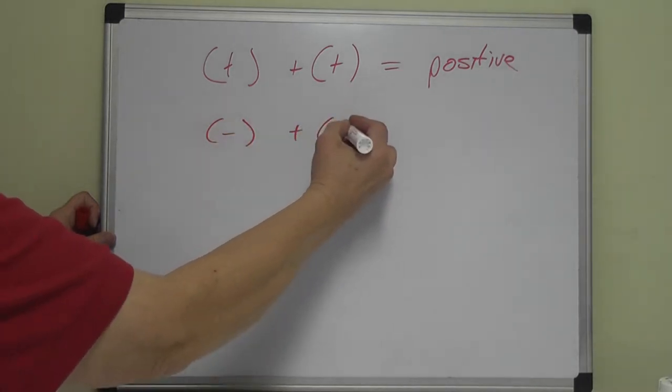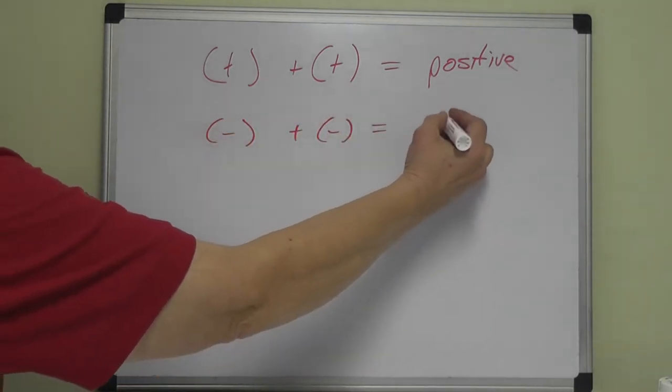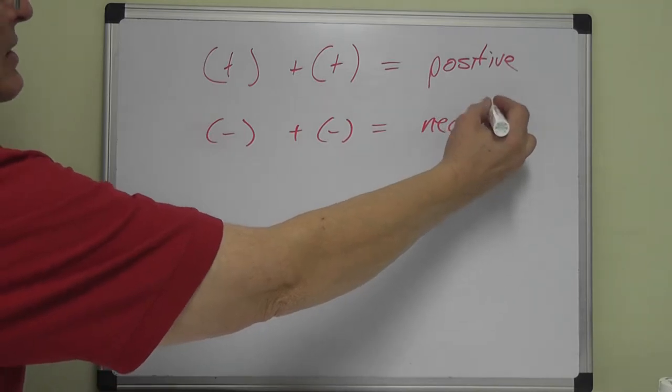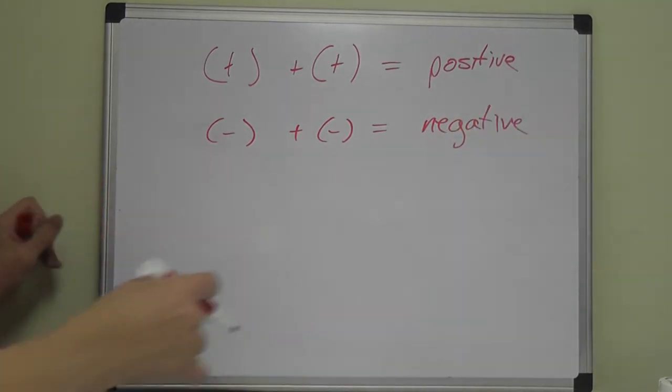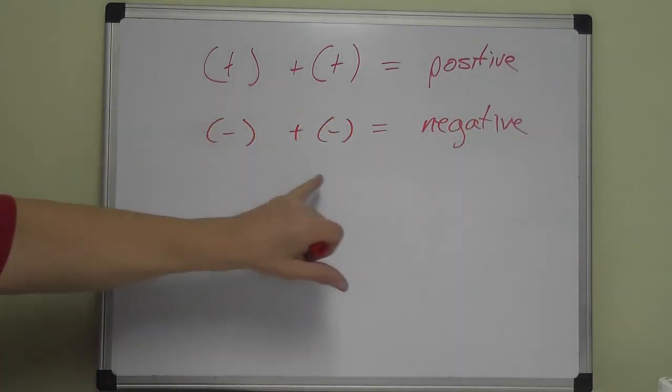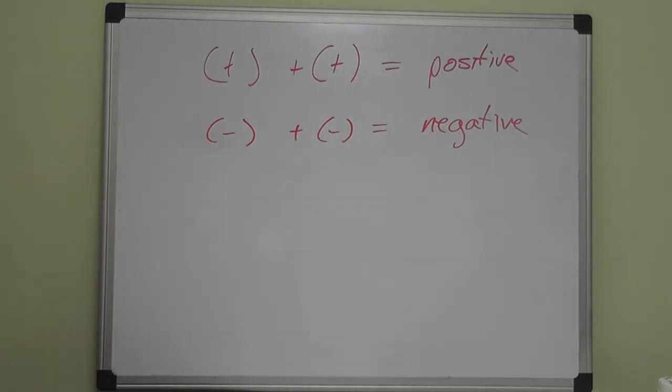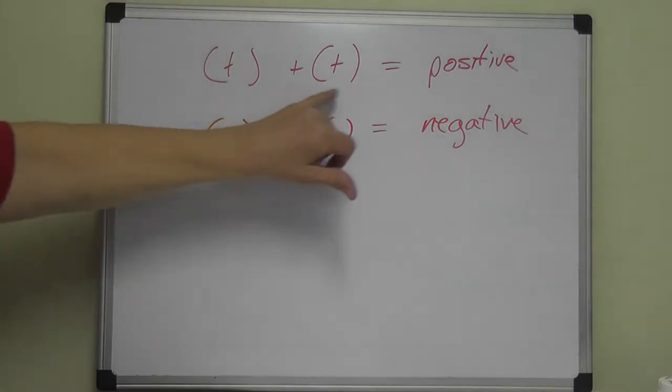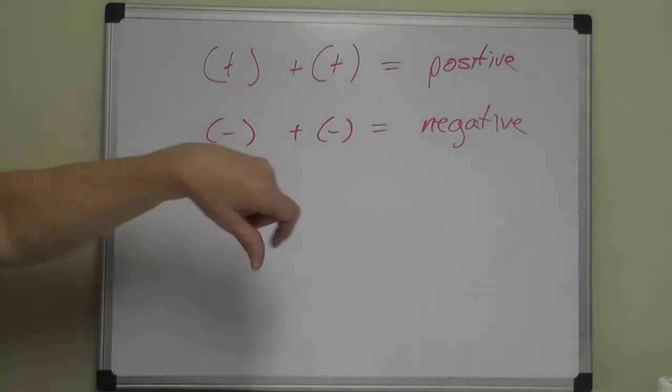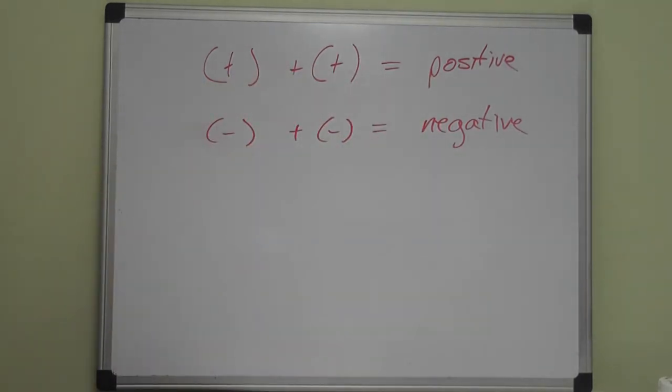When you're adding two rational numbers together, the sign of the answer is the same as the sign of the individual numbers that are being added together. So the sum of two rational numbers with the same signs is going to keep that same sign. The sum of two positive numbers is positive, the sum of two negative numbers is negative.